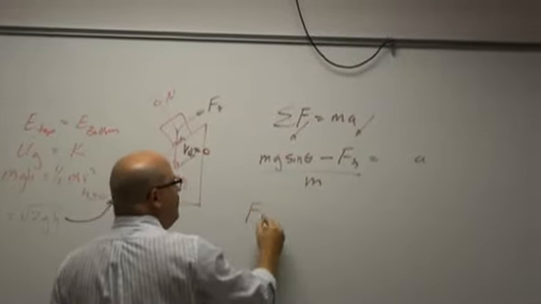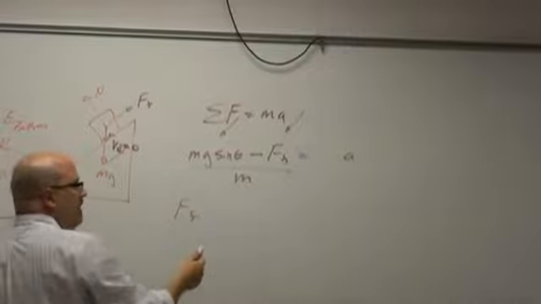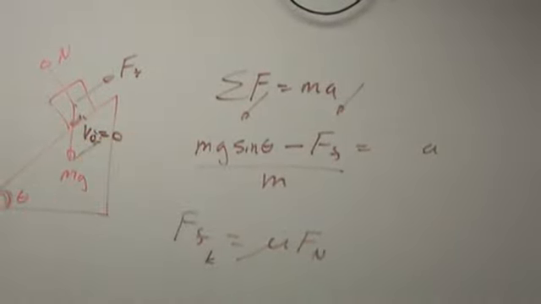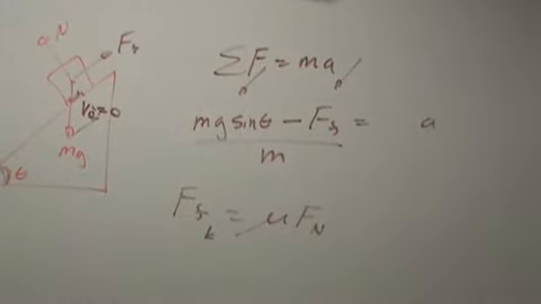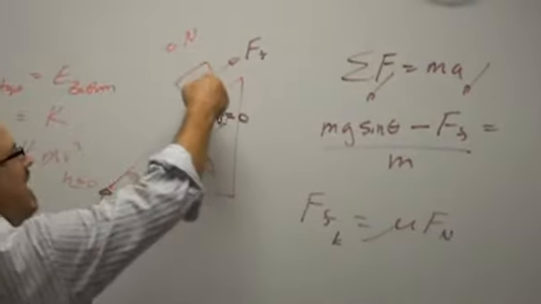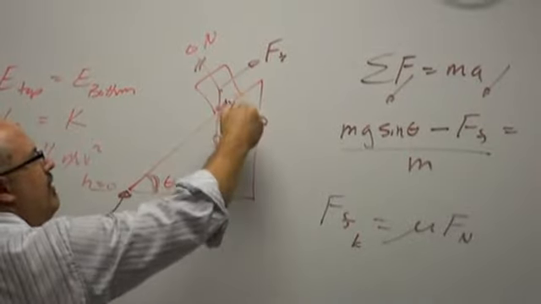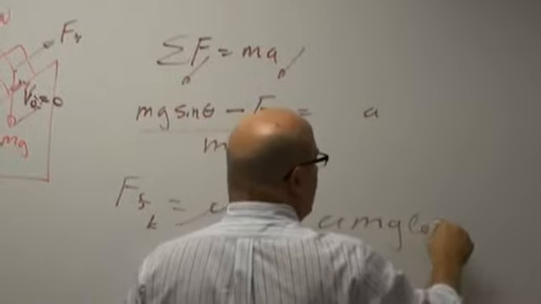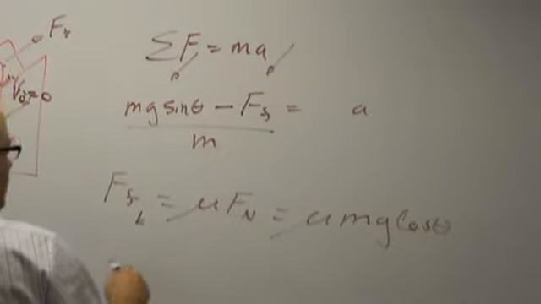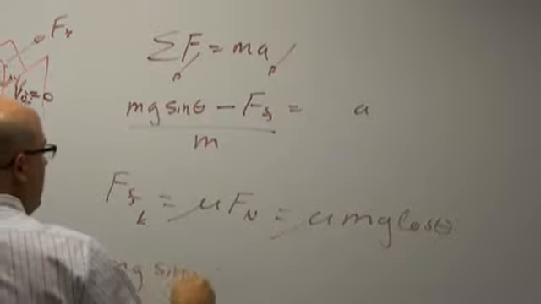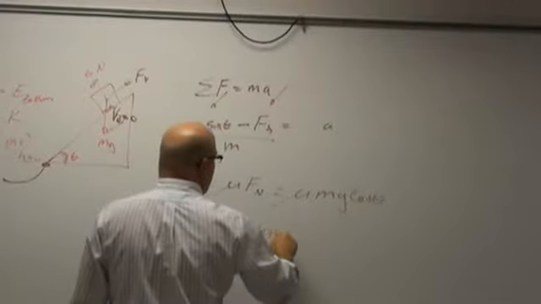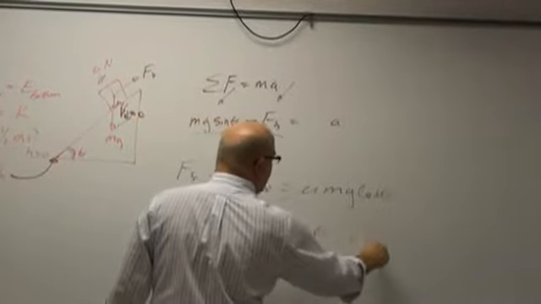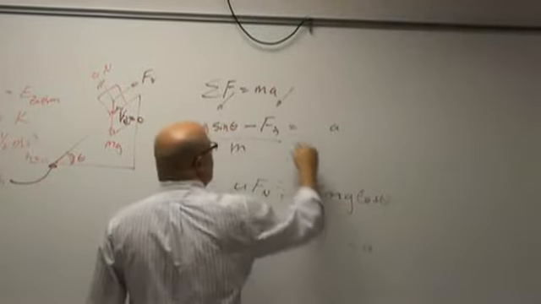Okay, so force friction, what kind of friction do we have? Static or kinetic? Kinetic, so we can just do mu times force normal. So what's normal? mg cosine theta. It's not just mg, it's this part of mg, so that's going to be mu mg cosine theta, right? So that plugs in here, so then I get mg sine theta minus mu mg cosine theta over m equals my acceleration.